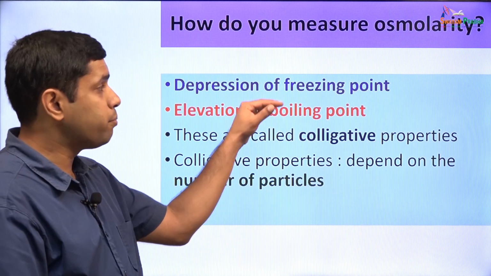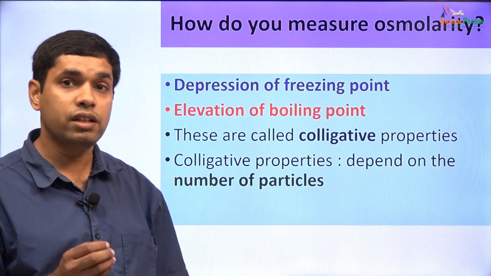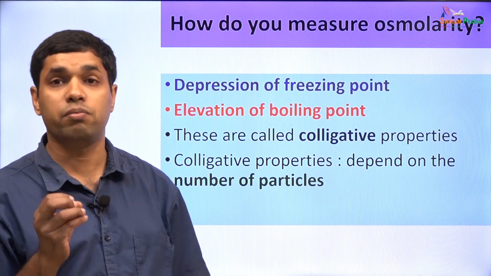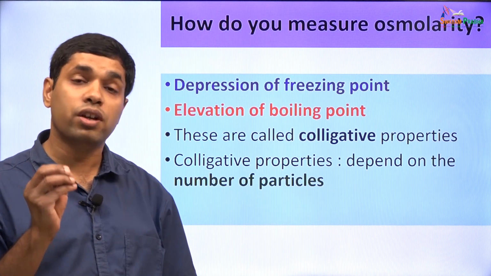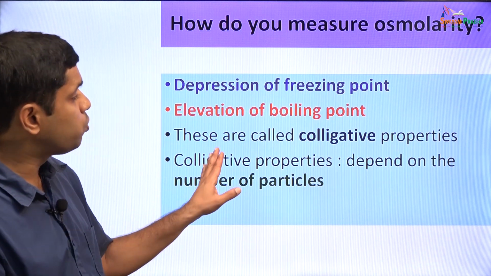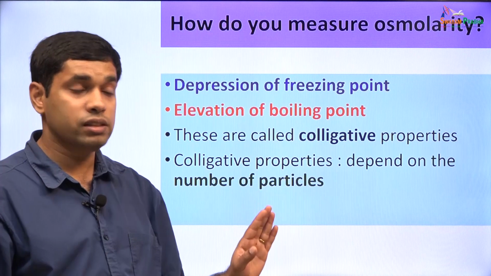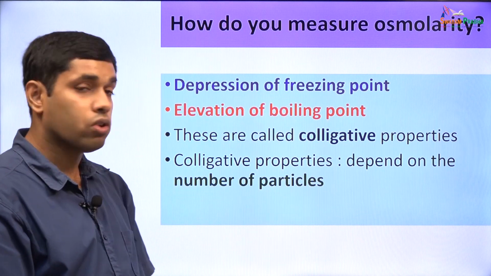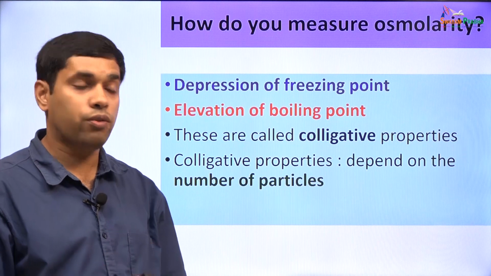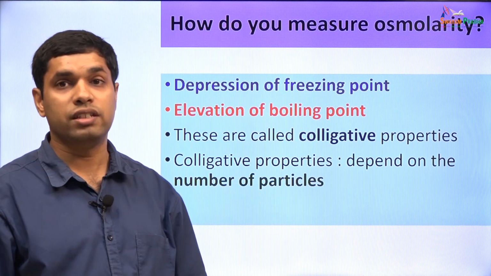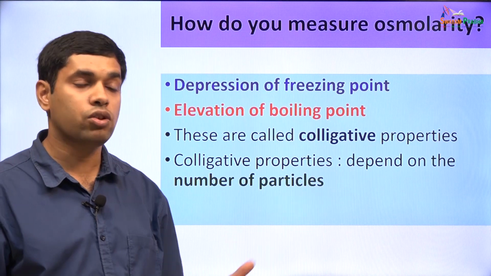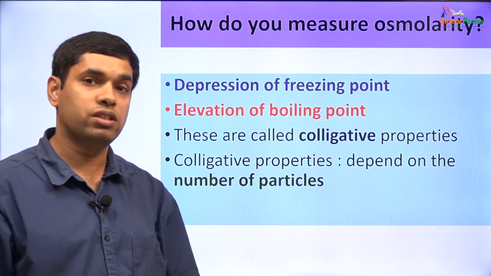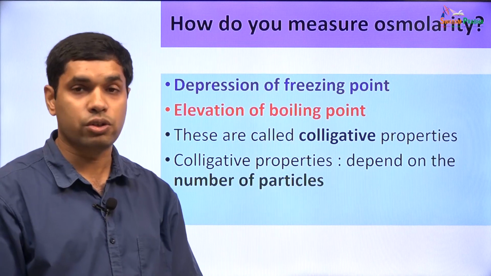Now, this elevation of the boiling point or this depression of the freezing point is dependent on the number of particles that are there in the solution. It does not depend on the size of the particles, it does not depend on the mass of the particles, but it depends only on the number of particles. And those properties which are dependent on the number of particles are called colligative properties. So, elevation of boiling point or depression of freezing point are colligative properties, and by looking at the elevation of boiling point, we can measure the osmolarities. An instrument that measures osmolarity is called an osmometer, and common osmometers look at how much the boiling point is elevated or how much the freezing point is depressed, and therefore they are able to calculate the osmolarity.